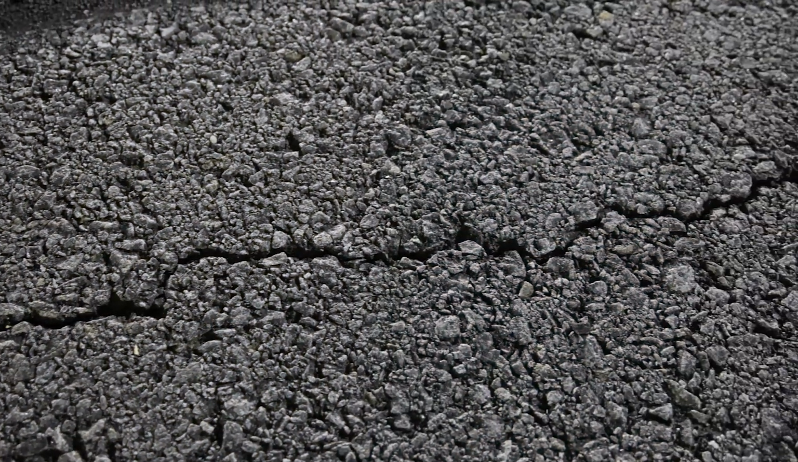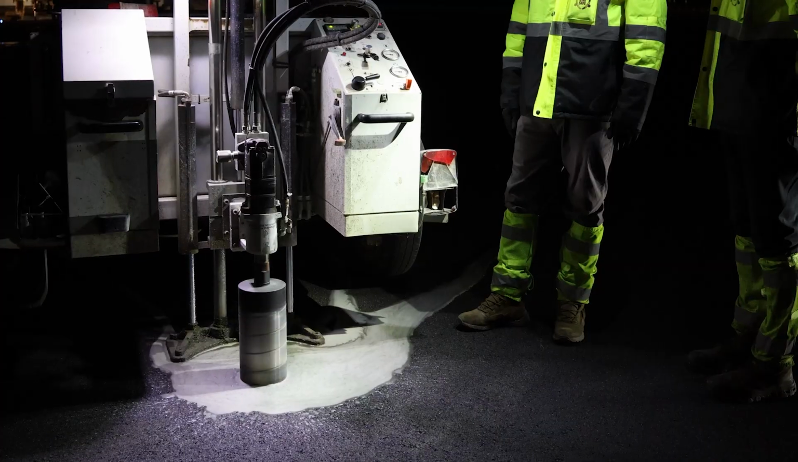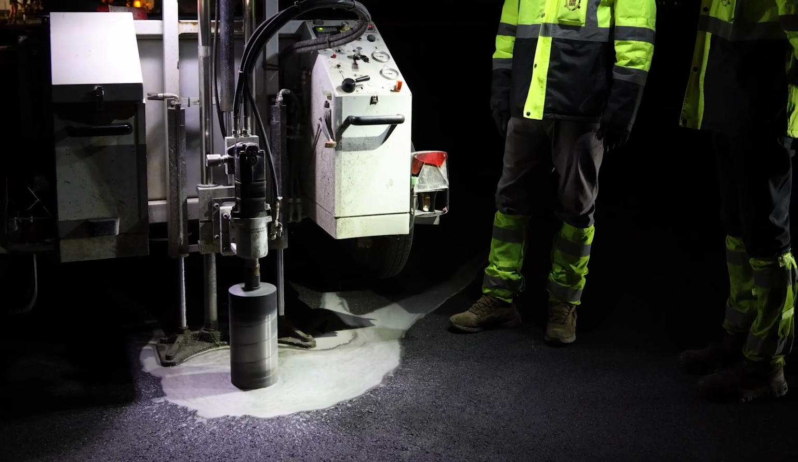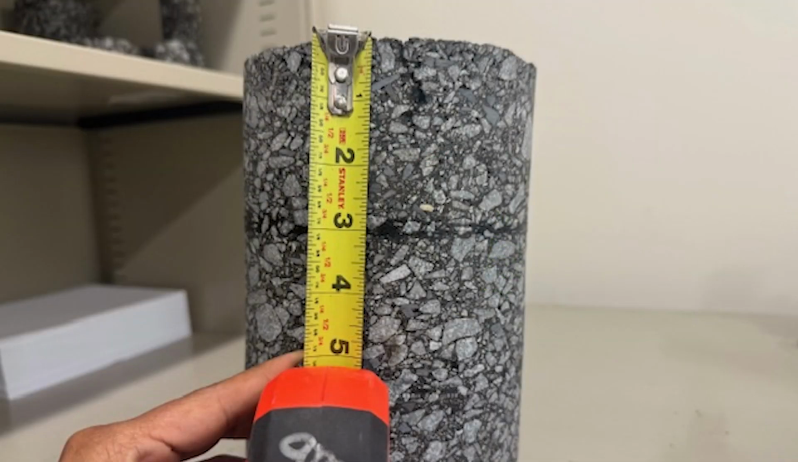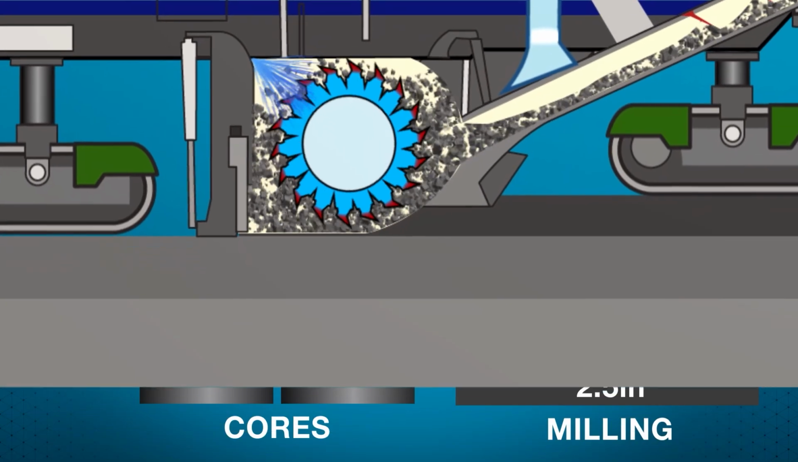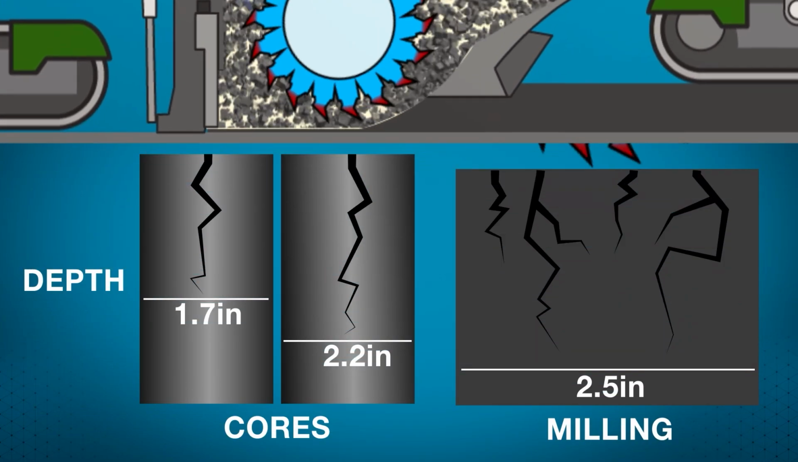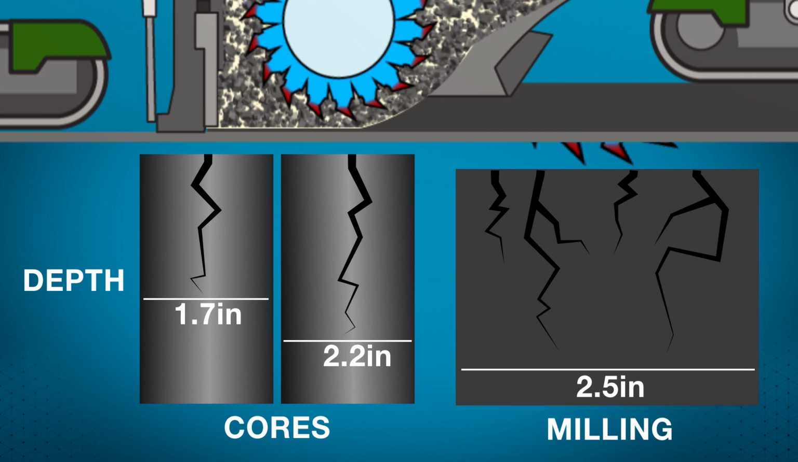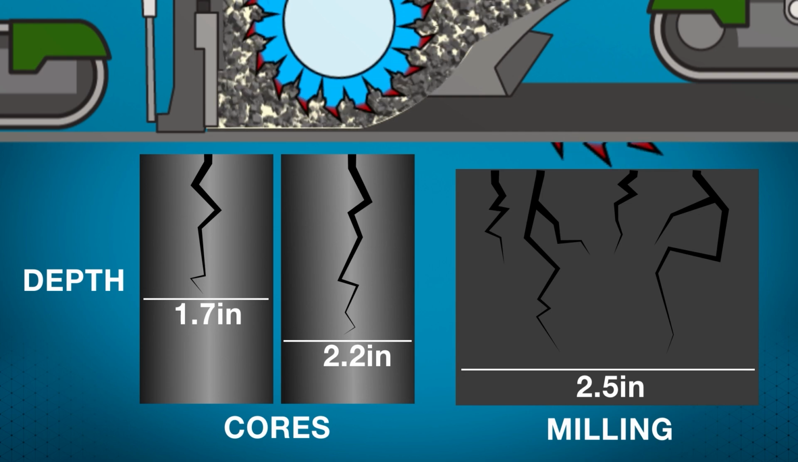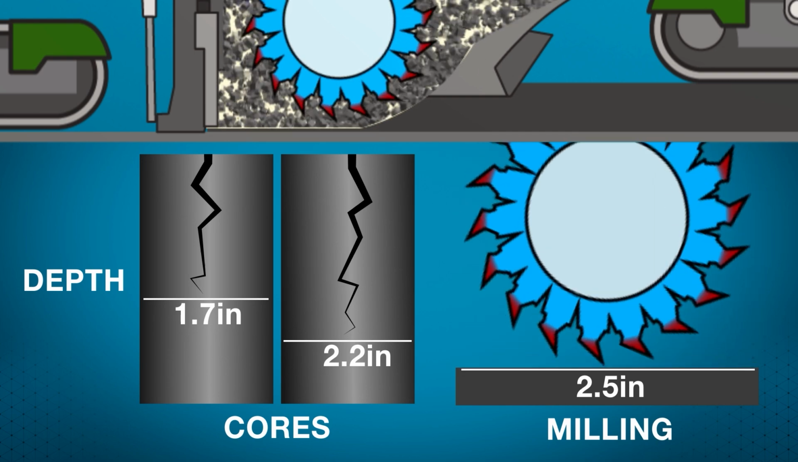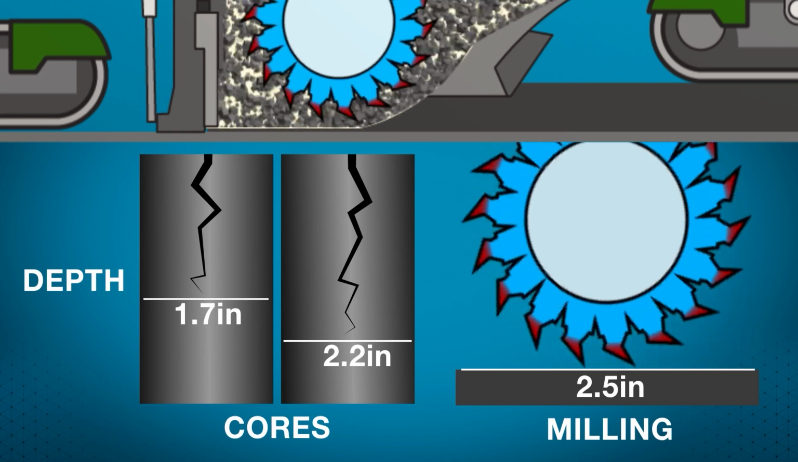If the depth of cracking is unknown, the designer should core along the cracks to assess their extent and determine the appropriate depth for partial milling. For instance, if cores show cracks ranging from 1.7 inches to 2.2 inches deep, the designer may set a milling depth of 2.5 inches to remove all deteriorated pavement.